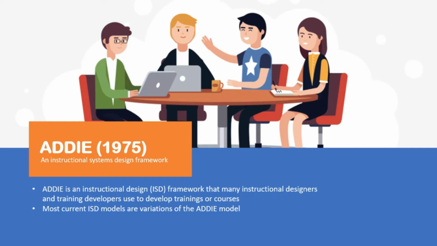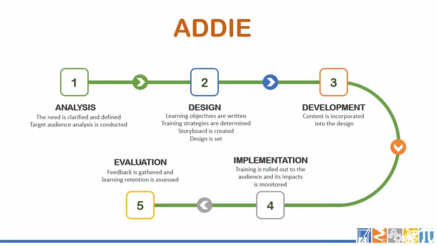Surprisingly, ADDIE also has a lot in common with the previous model, which is Banathy's model. Most current instructional design models are variations of the ADDIE model. Alright, this is how the ADDIE framework looks like. ADDIE is a comprehensive 5-phase process for designing the entire training. It consists of 5 steps, as you guys can see from the slide.